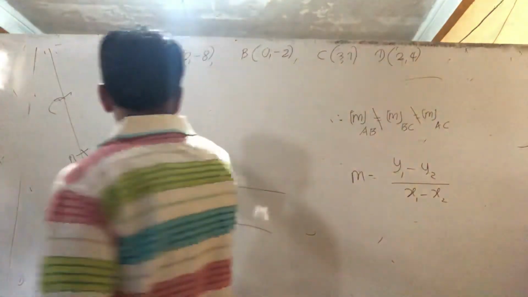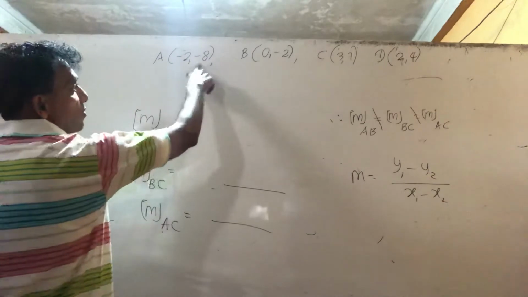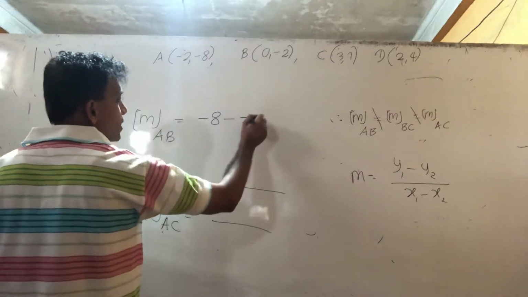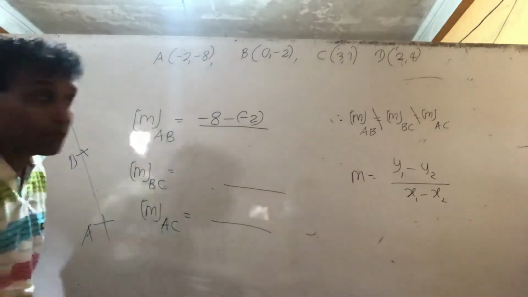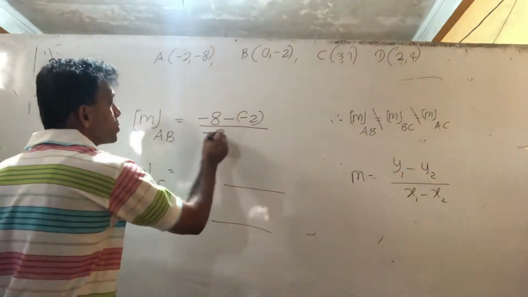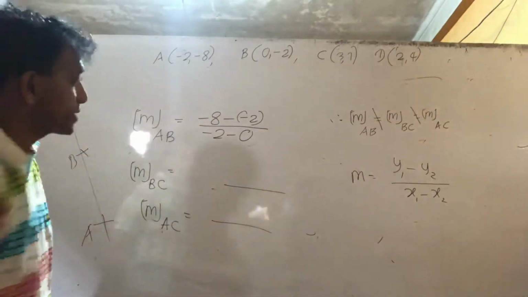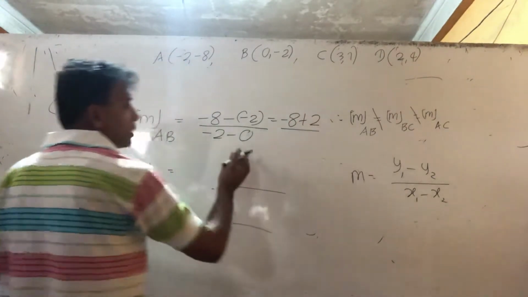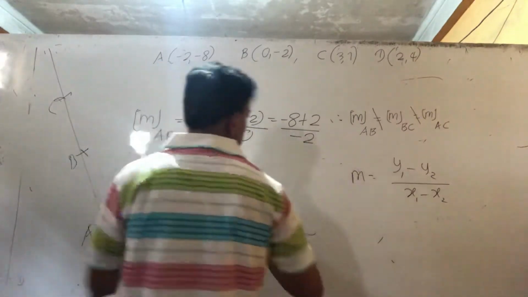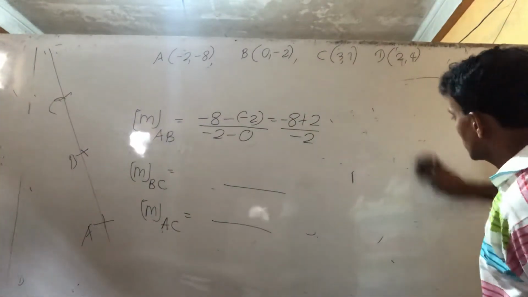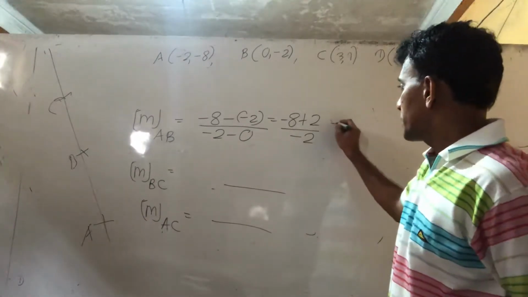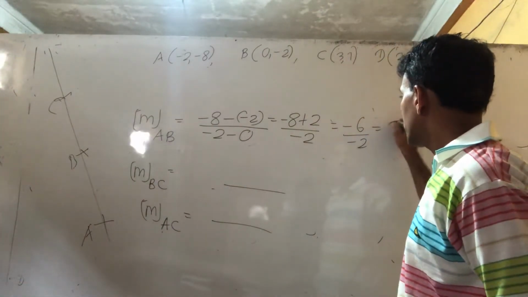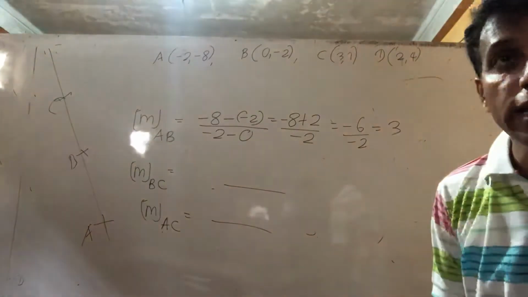Okay, do the rest. What is the AB gradient? The difference between the y coordinates, minus 8 subtract minus 2, divided by the same order, minus 2 subtract 0. Okay, so what is that? Minus 8 plus 2. Here 0 means nothing, minus 2. So minus 8 plus 2 is minus 6. Answer 3. The AB gradient is 3.